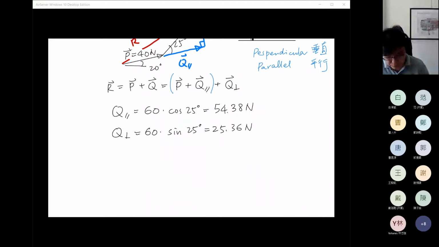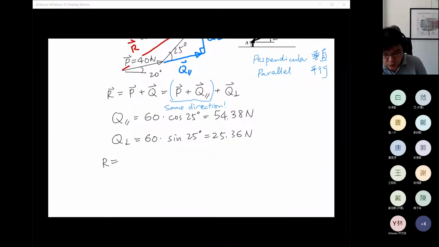And for this R, for the magnitude of the resultant, it is easy to do because these two, P and Q parallel, are along the same direction, right? So if we want to find the resultant of this part and this part, we simply add them together. We add 40 plus the magnitude of this Q parallel.